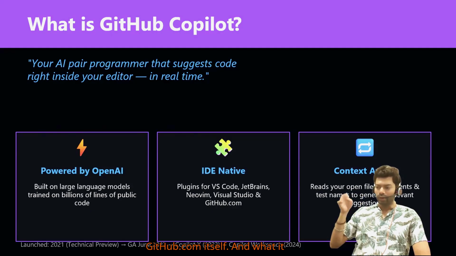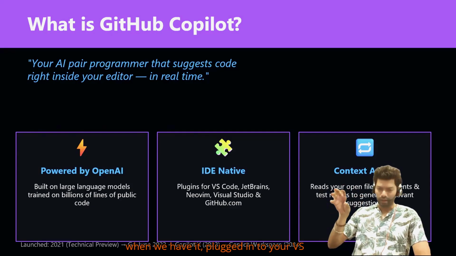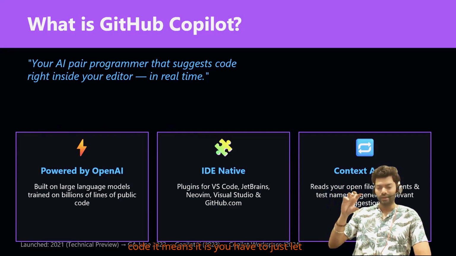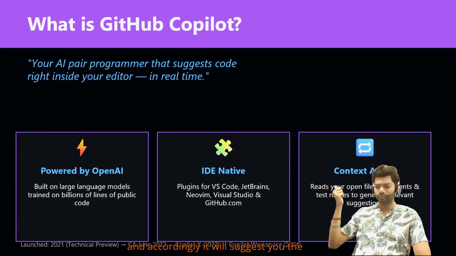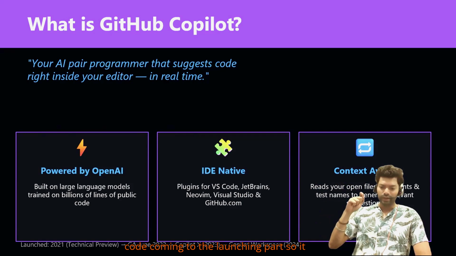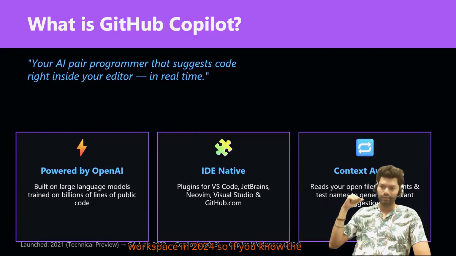And it is fully aware of your current open file and your current directory. So when you have it plugged into your VS Code, you just have to let it know. It will read all the files and folders and accordingly it will suggest the code. Coming to the launch timeline, it came in 2021 and finally we got a GA release in June 2022. Then we got Copilot X in 2023 and then Copilot Workspace in 2024.